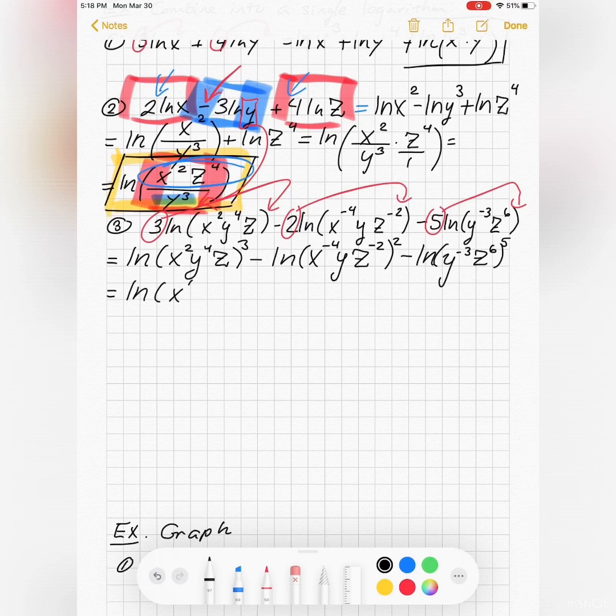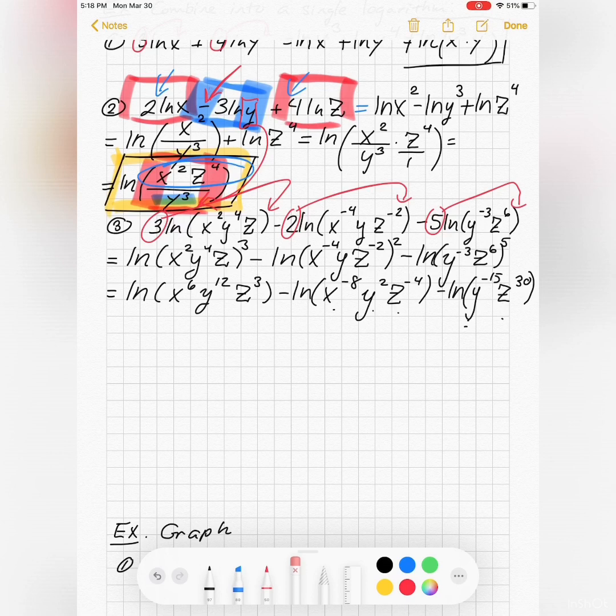Power to a power, I multiply, so I'm going to have x to the 6th, y to the 12th, z cubed. Then I'd have x to the negative 8, y squared, z to the negative 4, y to the negative 15, z to the 30. Let me double check all these. x to the 6th, y to the 12th, z cubed; x to the negative 8, y squared, z to the negative 4; y to the negative 15, z to the 30. Okay.